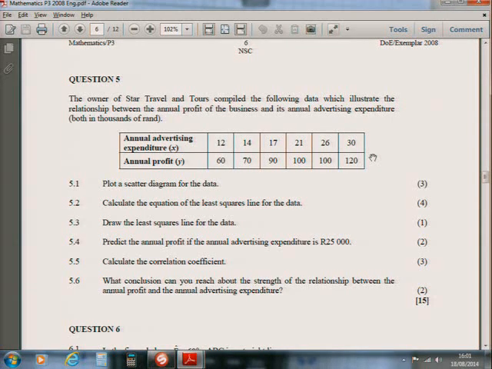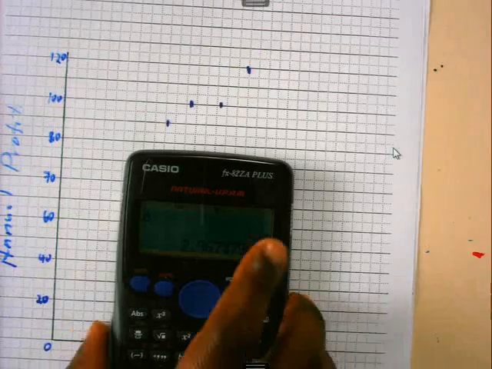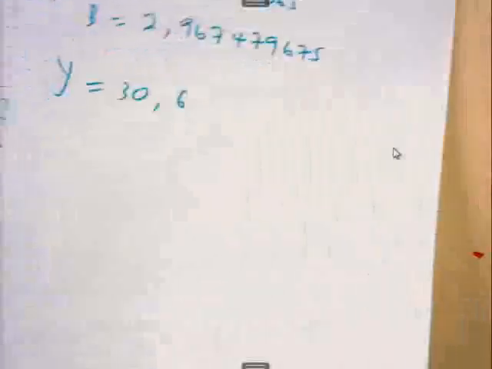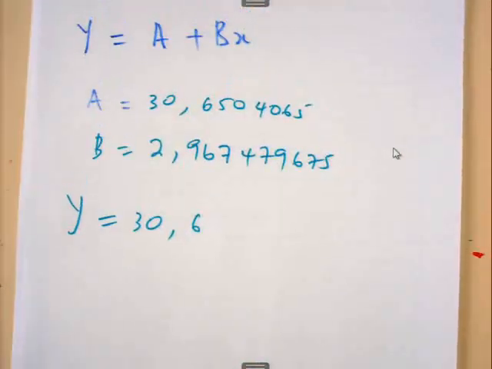I press 2. It gives me B, and then B is 2,967,479,675. Good. Now, in that way, I can write the equation. A is 30.65. The values come from the calculator. Here are the values from the calculator.